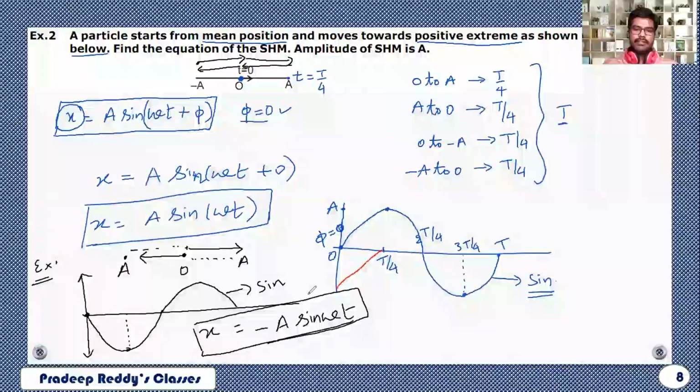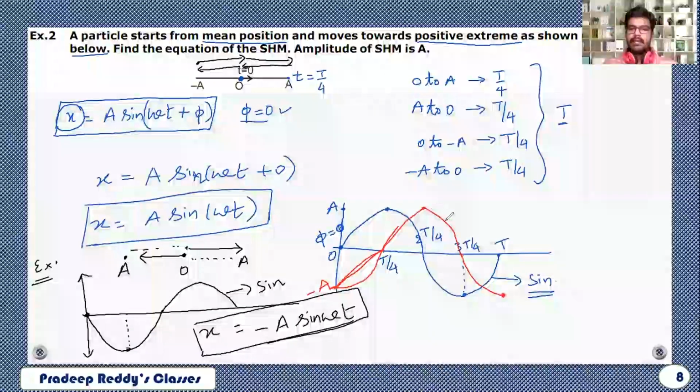From minus a, it is going to 0. Again, from 0, it is going towards a. That means in some time 2T by 4, it goes to this position. Again, from a, it is coming back to the mean position. So you will be getting a graph like this. And then again from there it is going to minus a, therefore you will be getting a graph in this way. So you will be getting a graph like this in case the particle is starting from minus a.